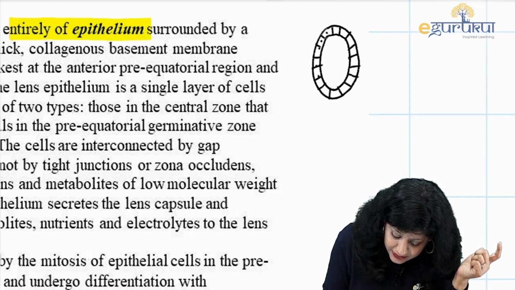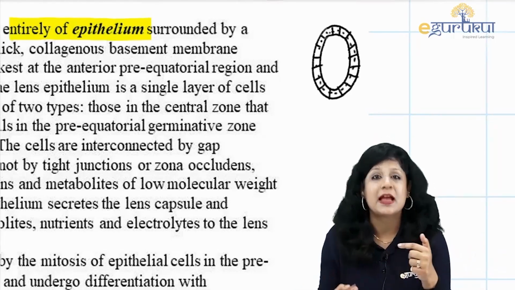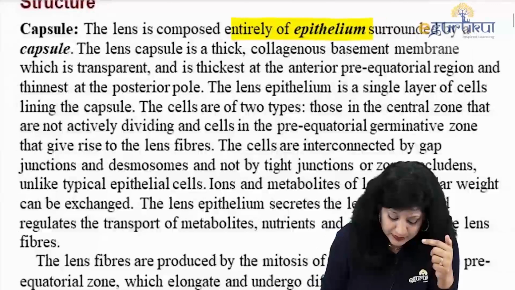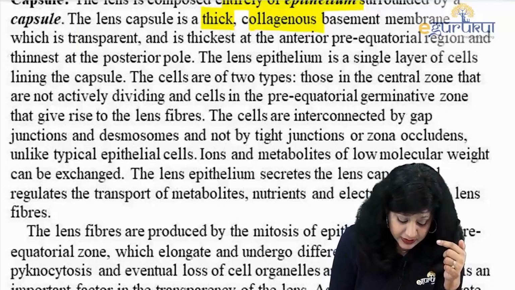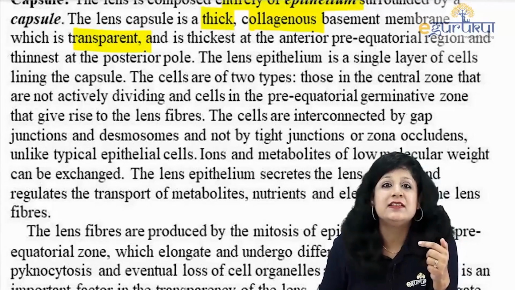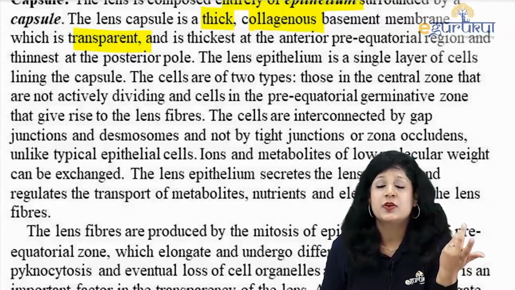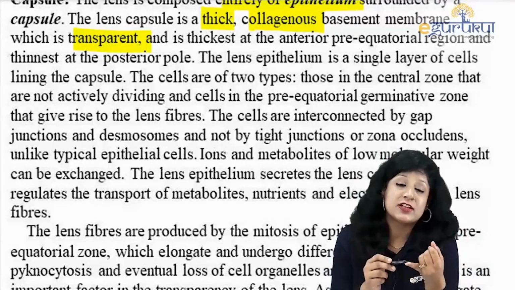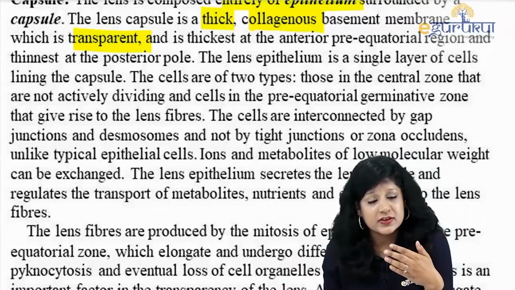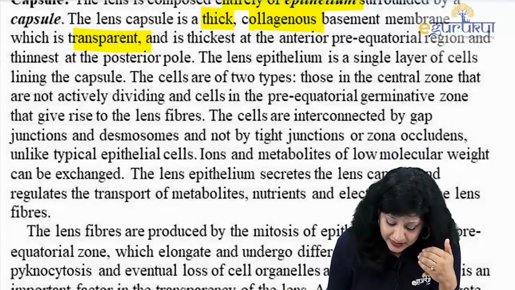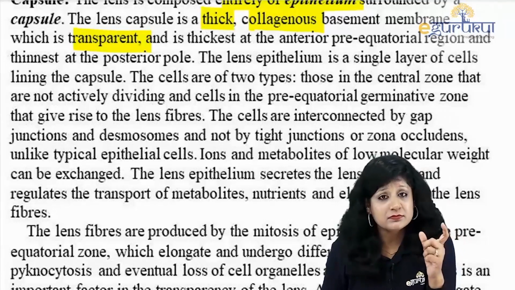So they are saying that it consists of the epithelium, and this is surrounded by the capsule also. Okay, this is thick, it is collagenous and transparent. See, the lens is the structure which has to be transparent because it is one of the refractive surfaces. The cornea is transparent, aqueous humor, the lens, the vitreous humor, then we have got the neurosensory retina, all these are transparent. And it is thickest at, so where do you expect the thickest lens capsule?